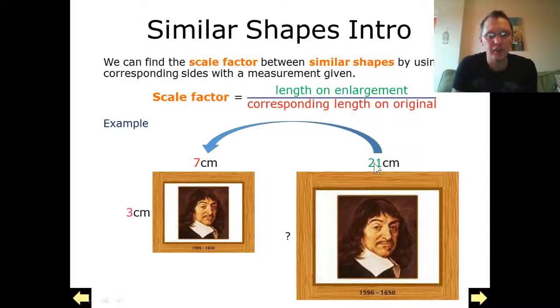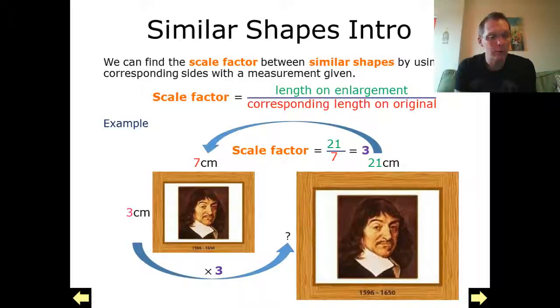So I'm going to divide my corresponding sides, because these two corresponding sides I've got a length for, and I'm trying to find my length for this side, which has a length on the corresponding side of the original. So 21 divided by 7 gives me 3, and 3 is my scale factor. So now if I multiply my given side by 3, that will give me 9 centimeters for the side I'm looking to find.